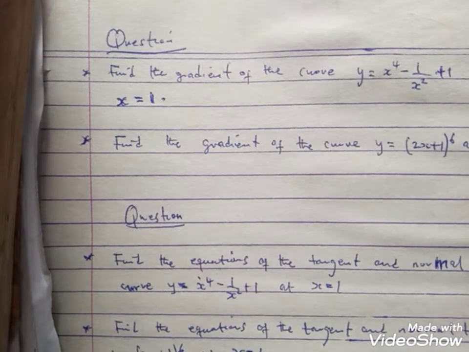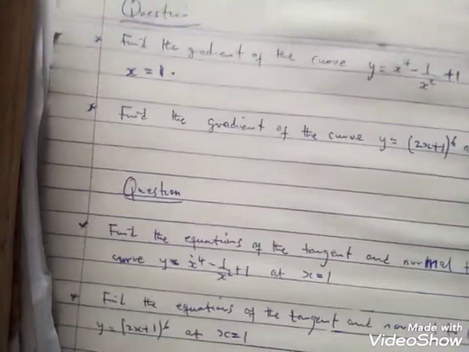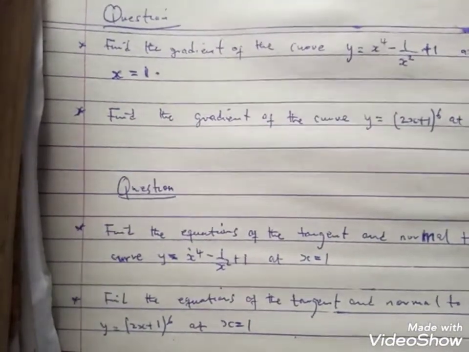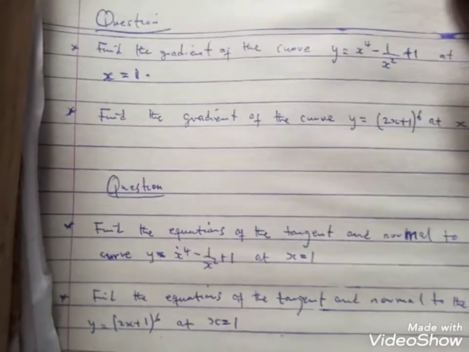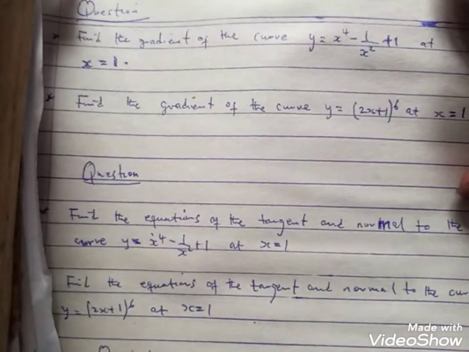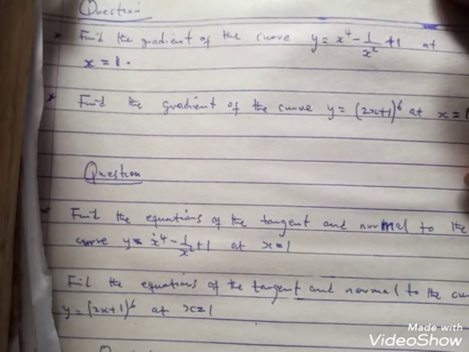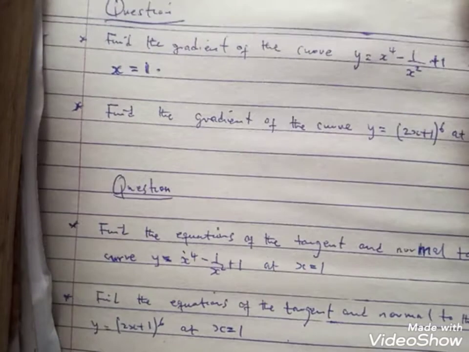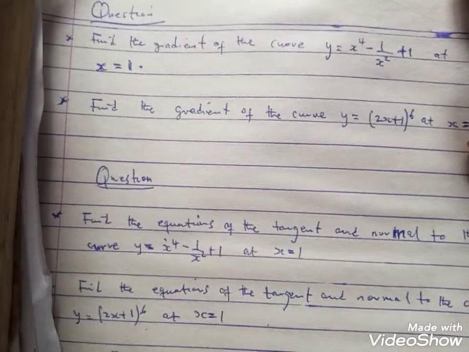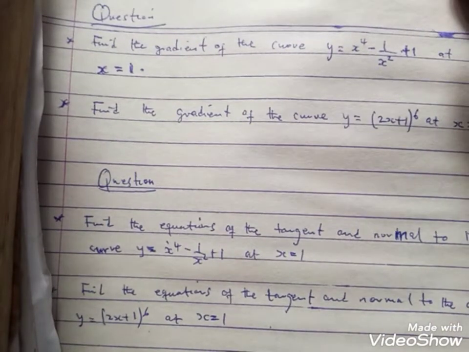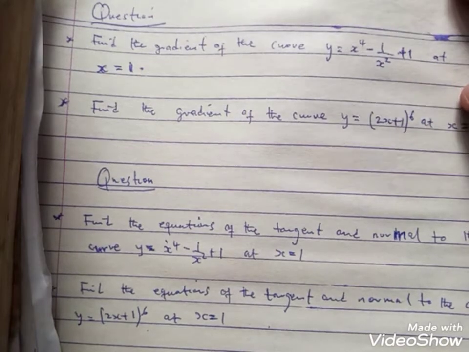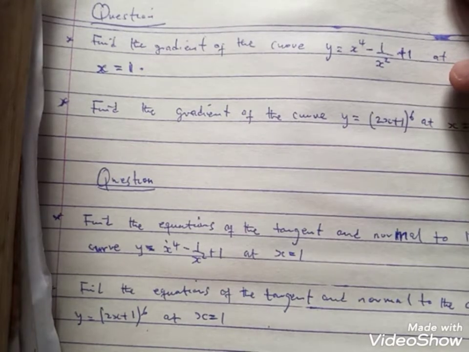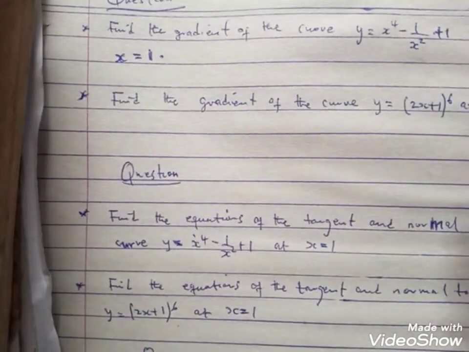Find the gradient of the curve y is equal to (2x plus 1) all to the power 6 at x is equal to 1. And again, if you've learned differentiation already, it won't be difficult for you. This one requires the use of the chain rule. So that is it. Go and do it.